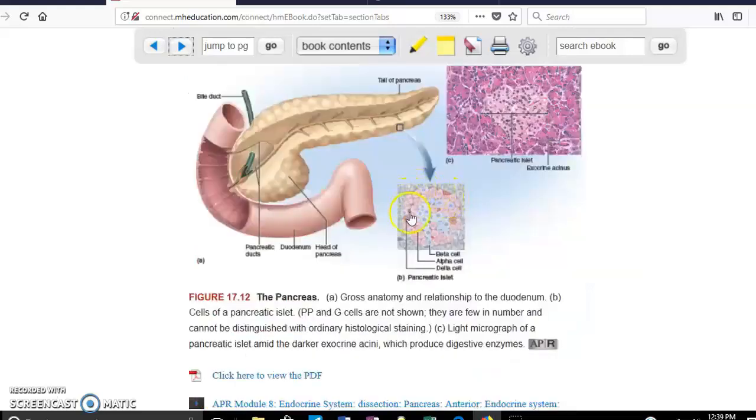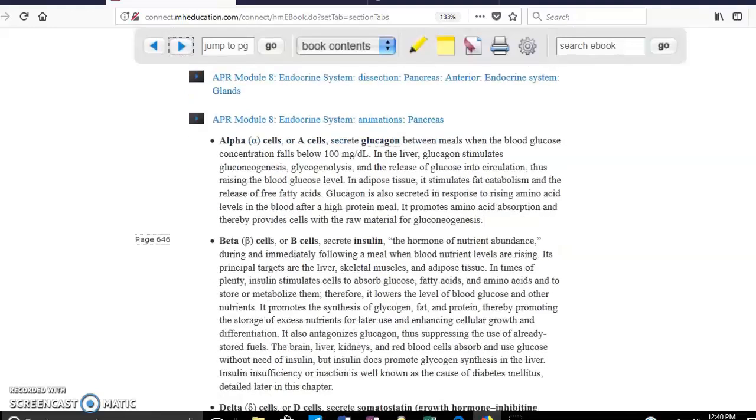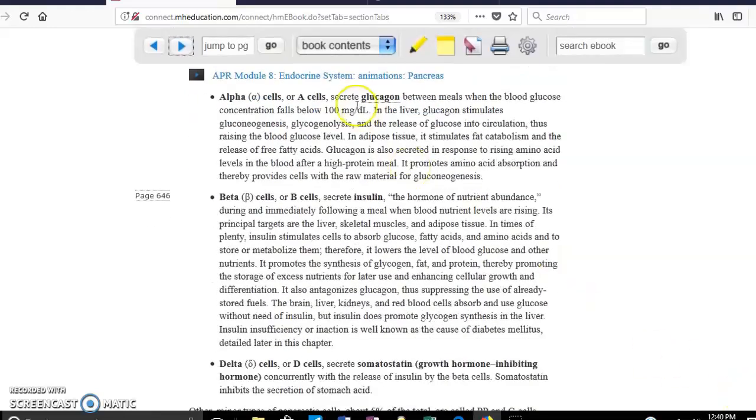We have a graphical representation of the pancreatic islet right here, and you can see in there that there are three main kinds of cells: beta cells, alpha cells, and delta cells. Beta cells are going to produce insulin. Alpha cells are going to produce glucagon, and delta cells are going to produce somatostatin. Alpha cells produce glucagon, as I said, and glucagon is going to increase the glucose levels in blood. Insulin decreases the levels of glucose in blood, and somatostatin is going to inhibit the secretion of acid from your stomach.